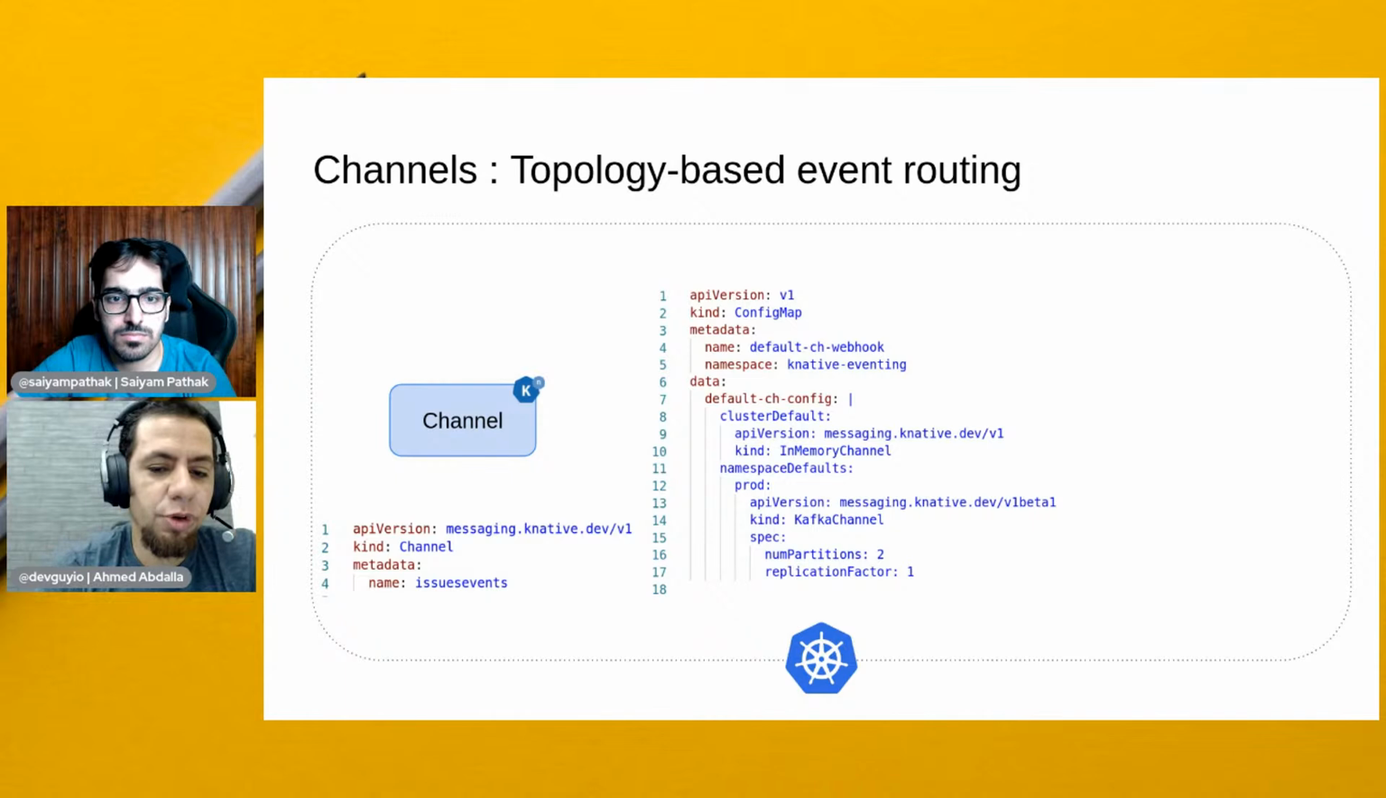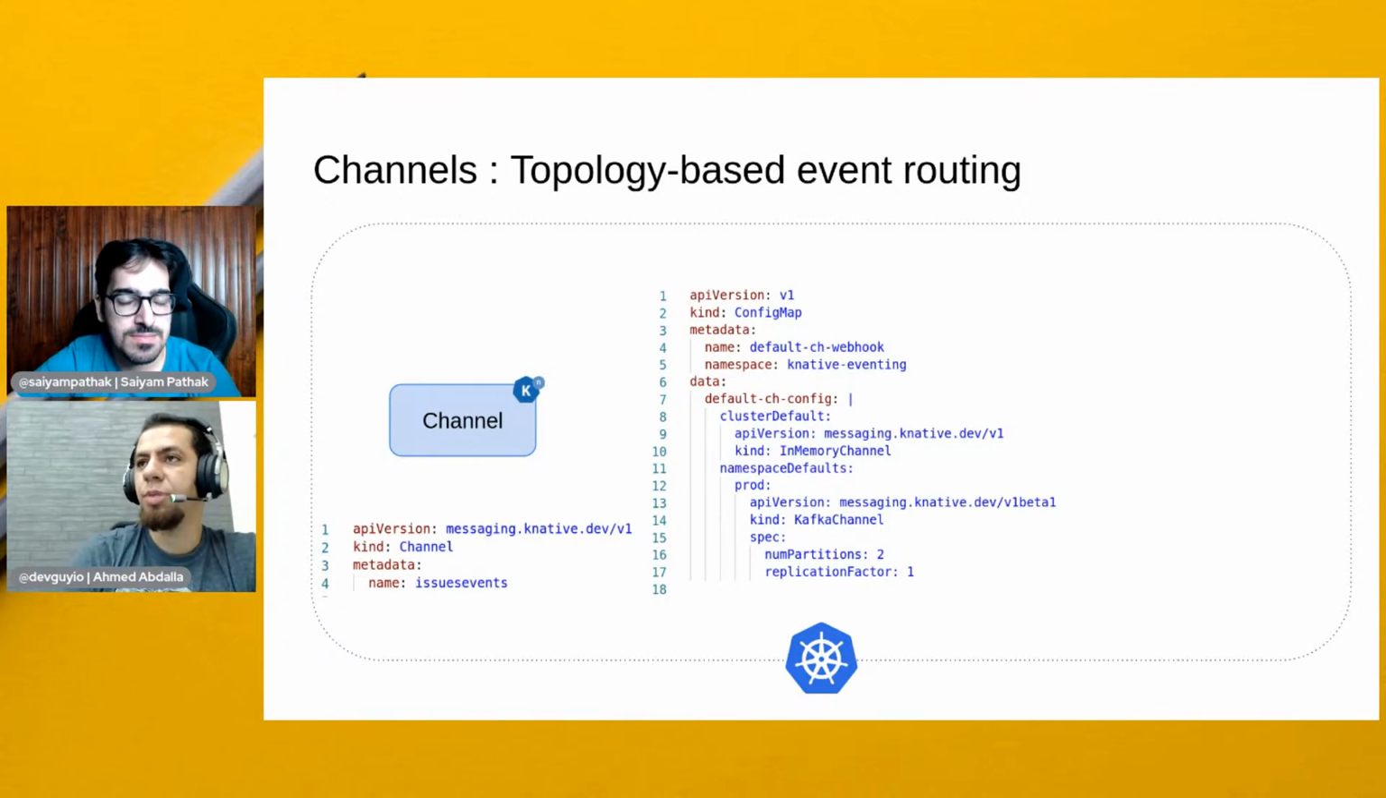So this piece of configuration is saying, for every generic channel, if it's created in the prod namespace, then under the hood, an object of kind Kafka channel will be created, and this is the spec of that channel. However, in cluster-wide, like else, it's going to be a different kind of channel, which is an in-memory channel.